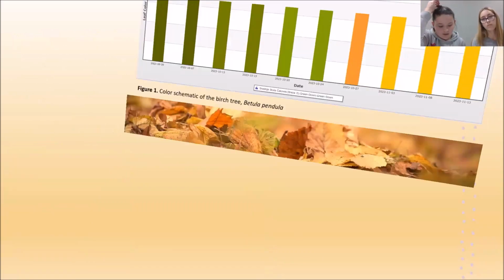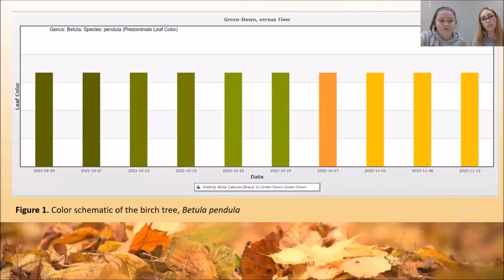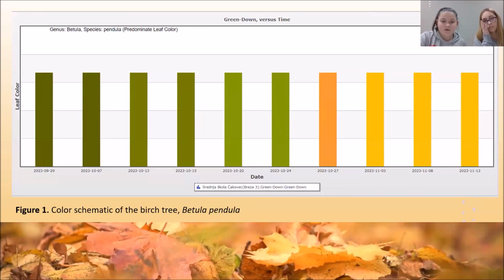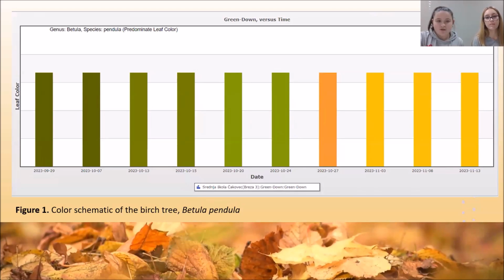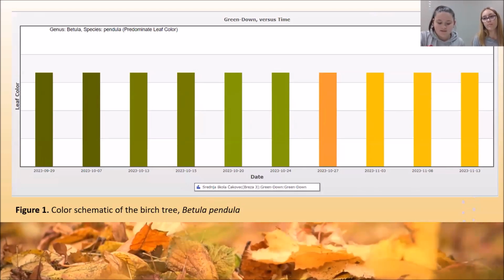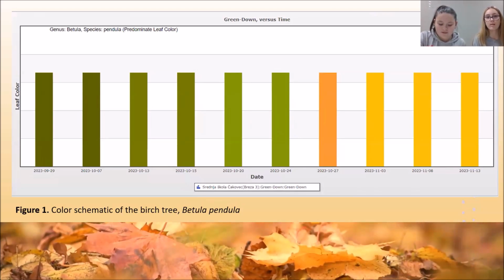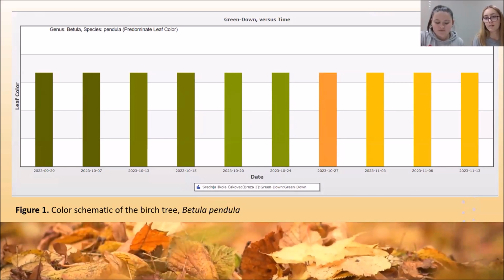Here is the color schematic of the birch tree. The first change was noticed on October 20th. Today, the leaves of that tree are yellow. In code, that's 2.5 Y8/12. Birch leaves changed colors 4 times during observation.